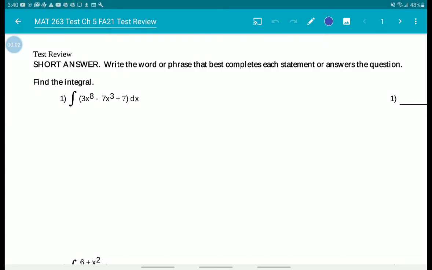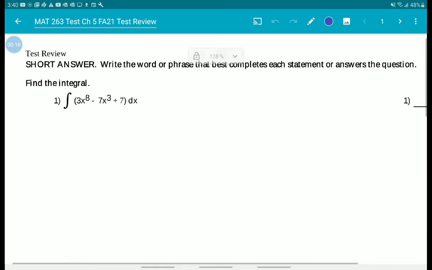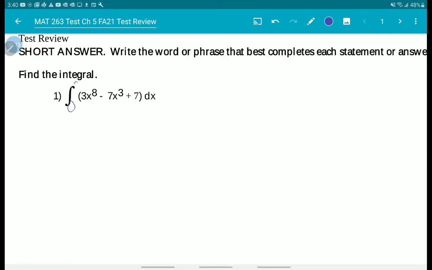In this video, I'm going to work through the review problems for the test on Chapter 5. So let's get started. In the first one, we're finding an indefinite integral. We know it's indefinite because there are no limits of integration on this. So the important thing is to remember your basic rules, and then we have to add the plus c on the end. So when we integrate this, we're going to integrate each piece separately.